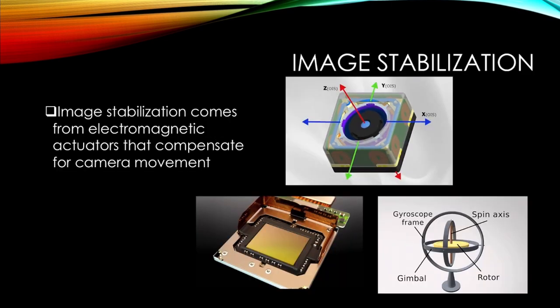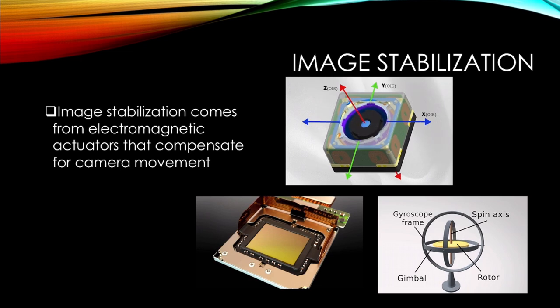Next, I want to talk about image stabilization. Now, image stabilization comes from electromagnetic actuators that compensate for camera movement. They are most known for what is called optical image stabilization. What this means is that inside the lens there are specialized gyroscopic sensors that can tell when the image is out of alignment with the sensor.